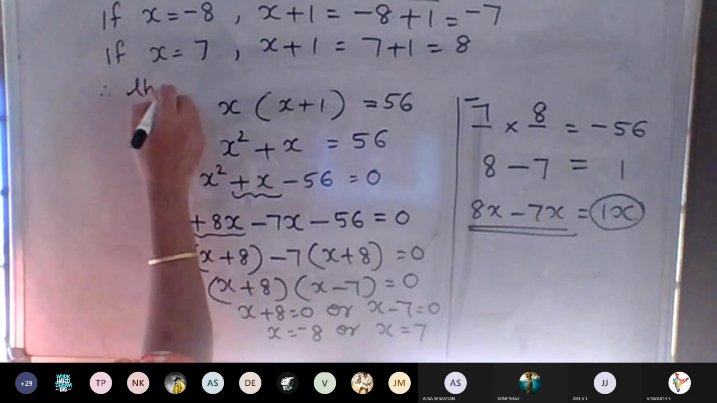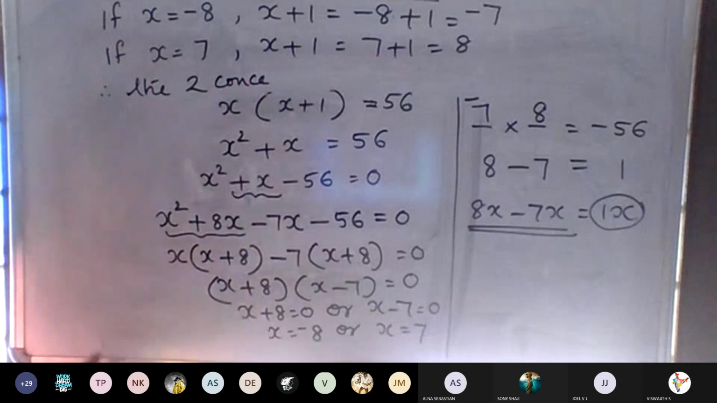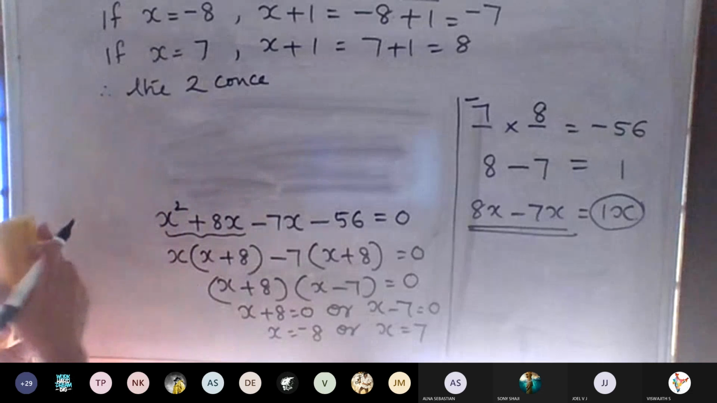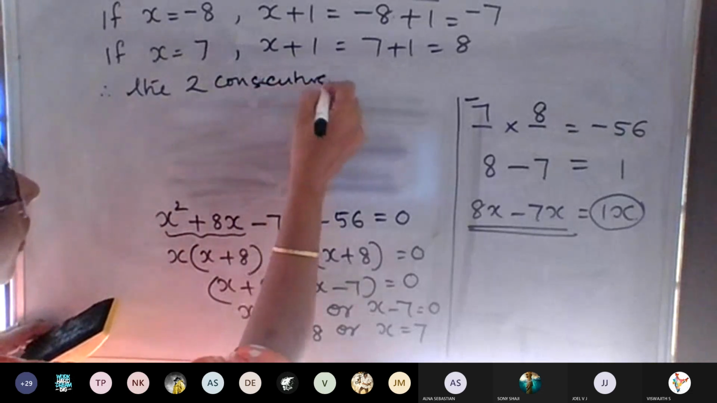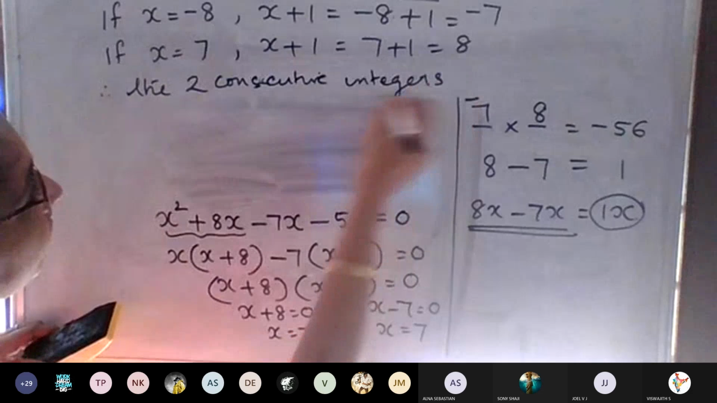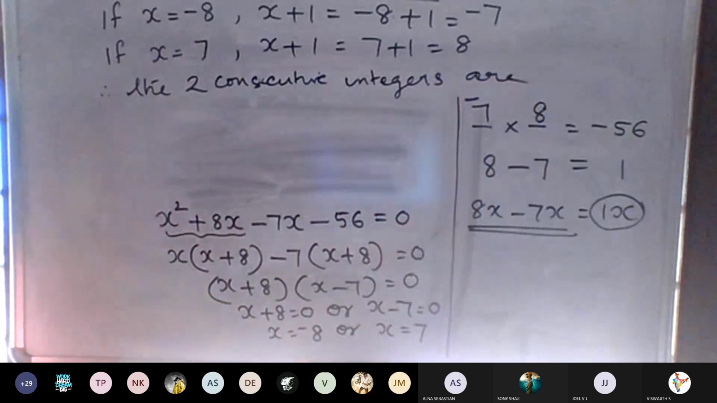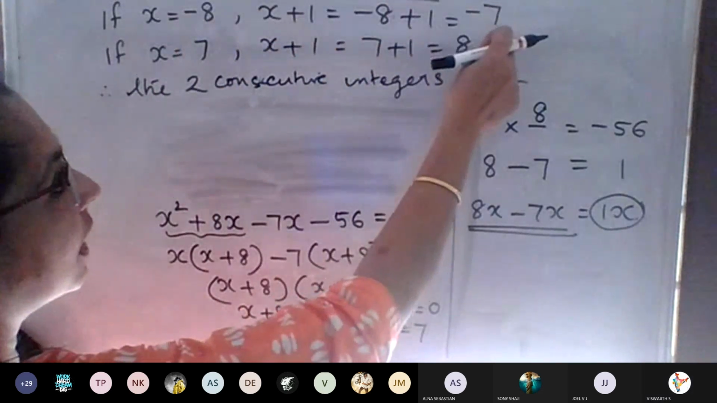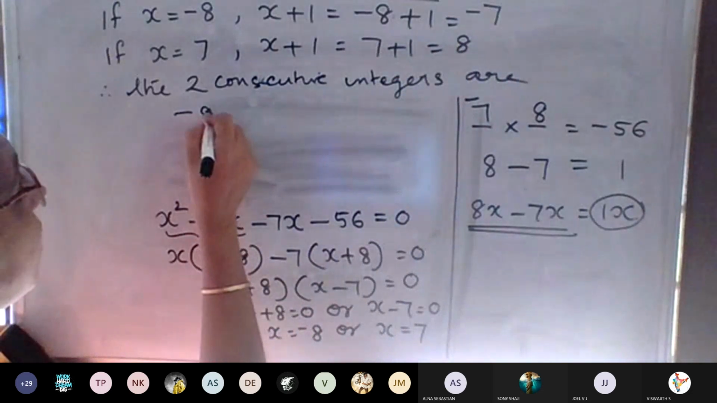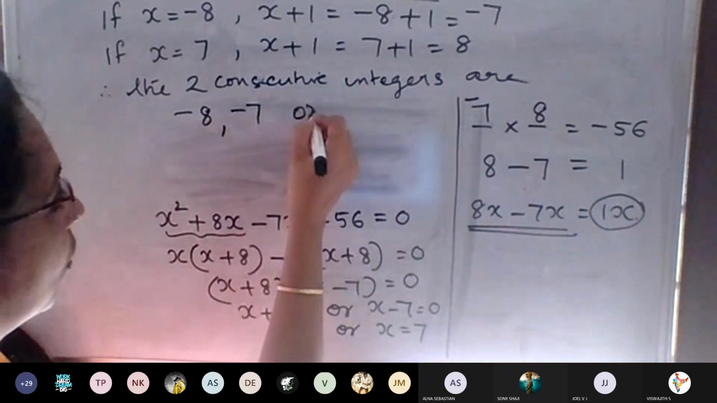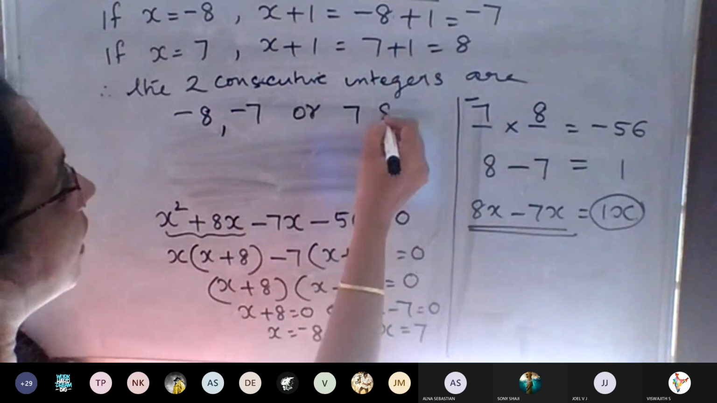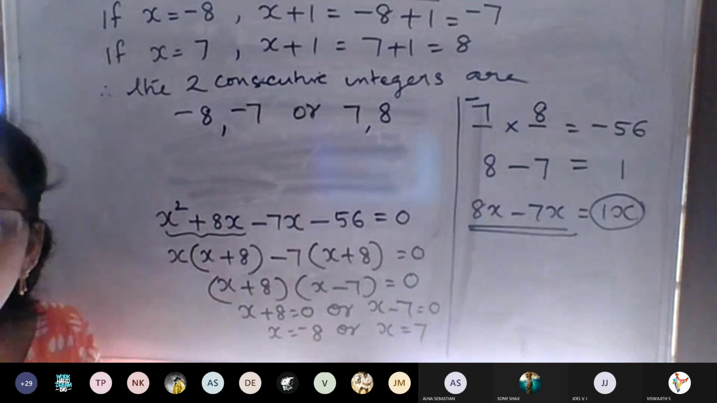Therefore, the two consecutive integers are, how can we write, if we are writing -8, -7 or 7, 8.